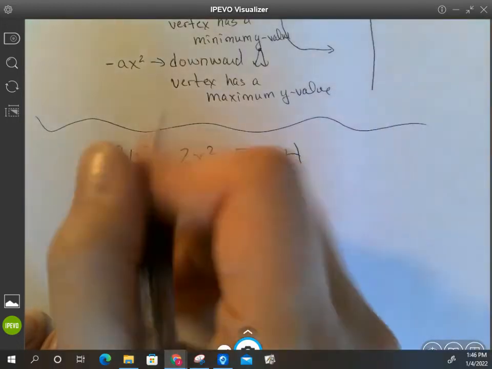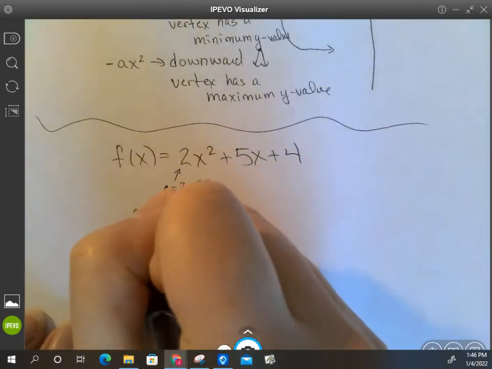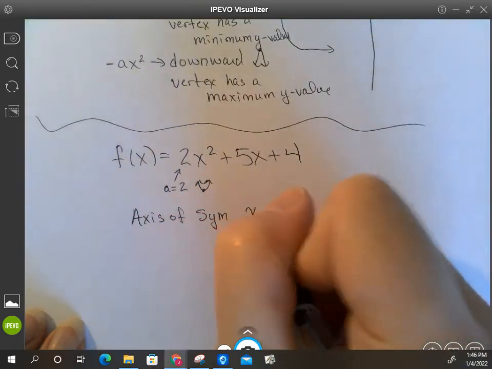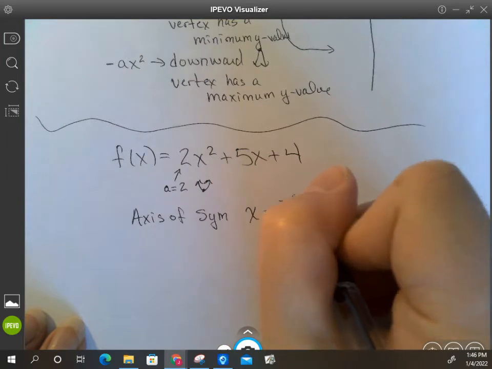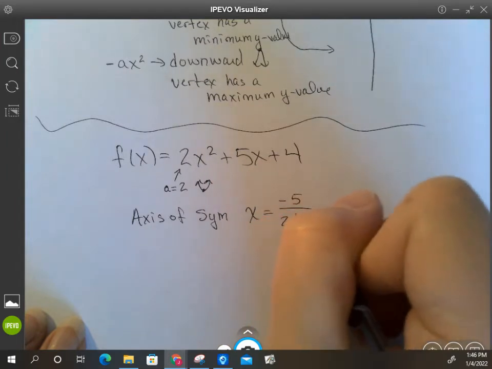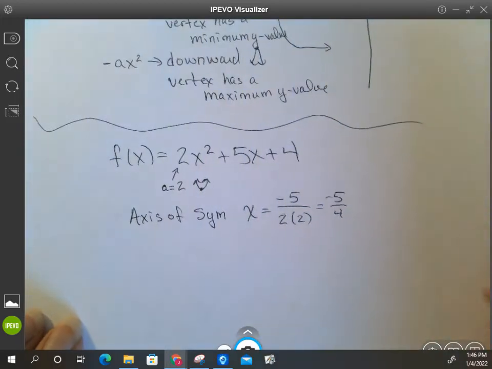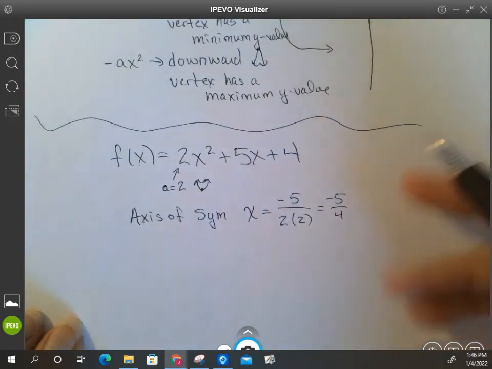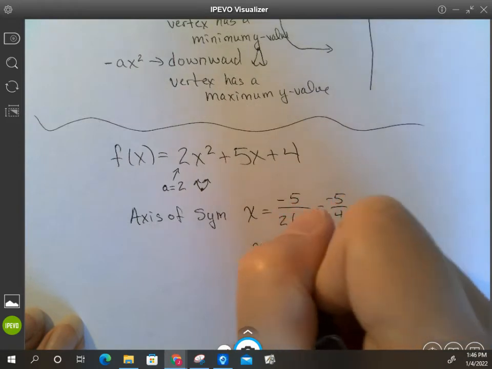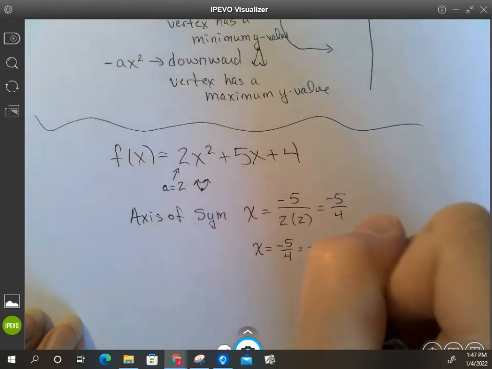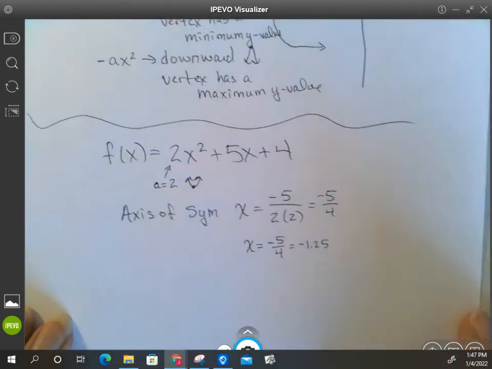So let's go ahead and start with our axis of symmetry. Using our formula, it's x equals negative b over 2 times a, so negative 5 over 2 times a. I'm going to clean that up using my brain. If I need my calculator, remember we had to be careful. And I just like to leave it as negative 5/4, but if that bothers you, that is the same as negative 1.25. Okay, so that gives me my anchor.